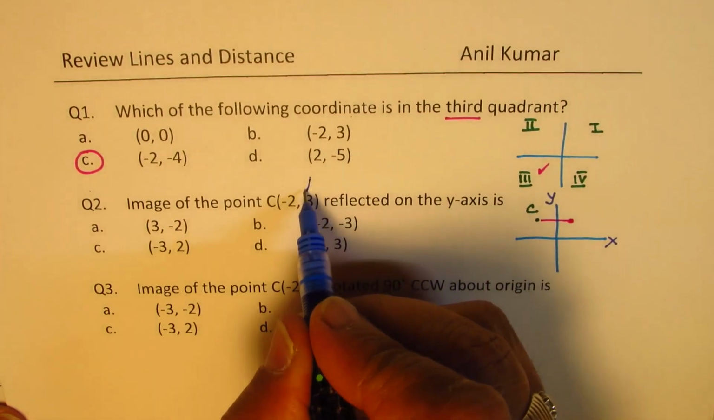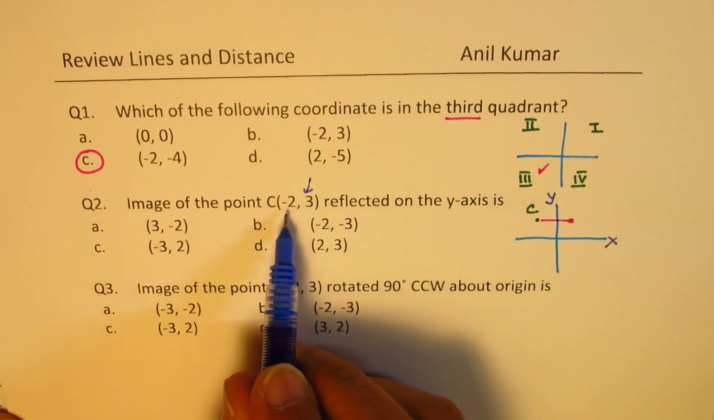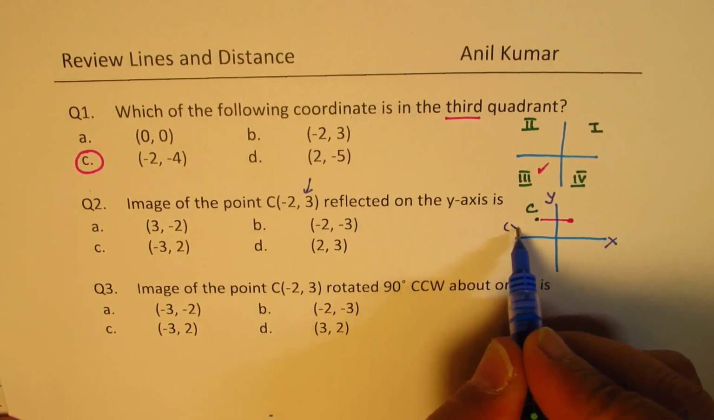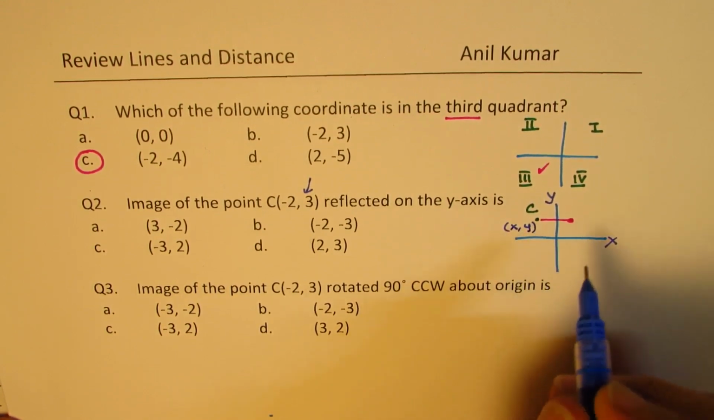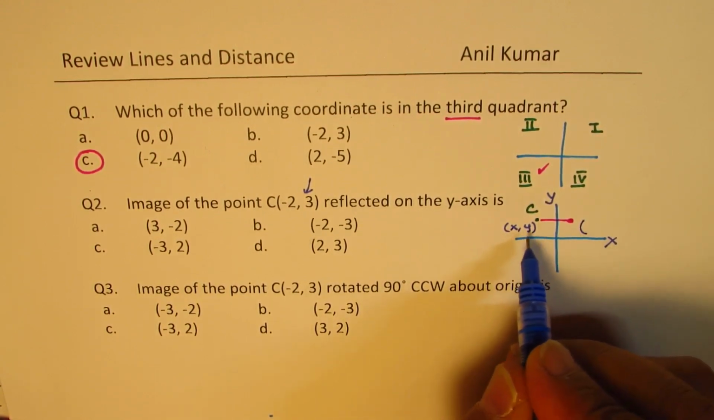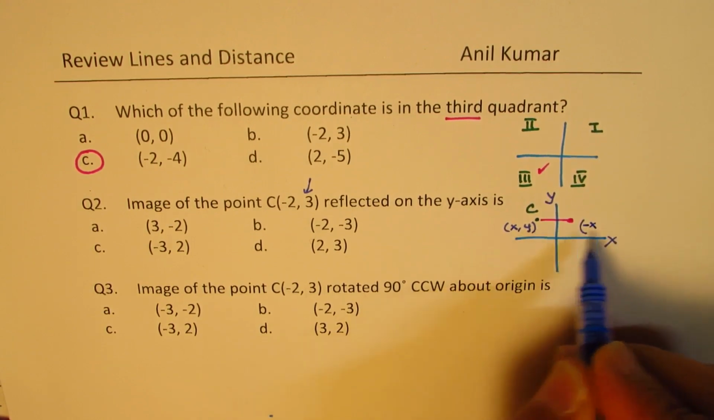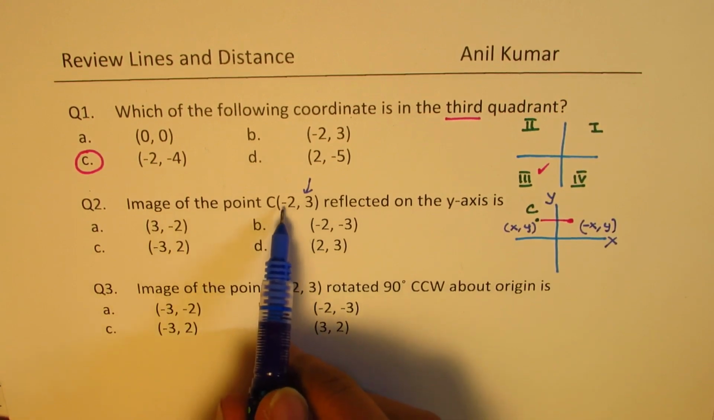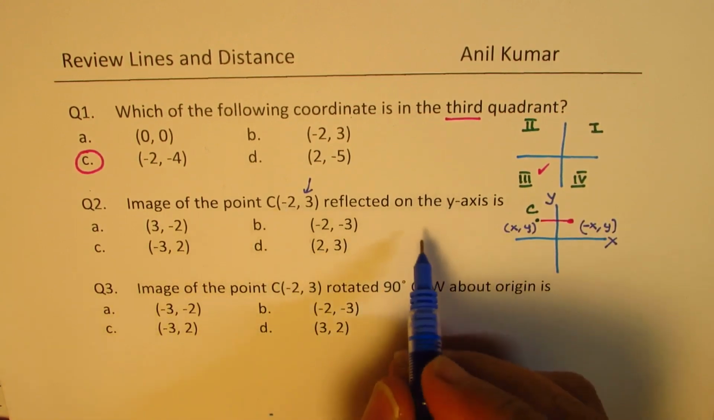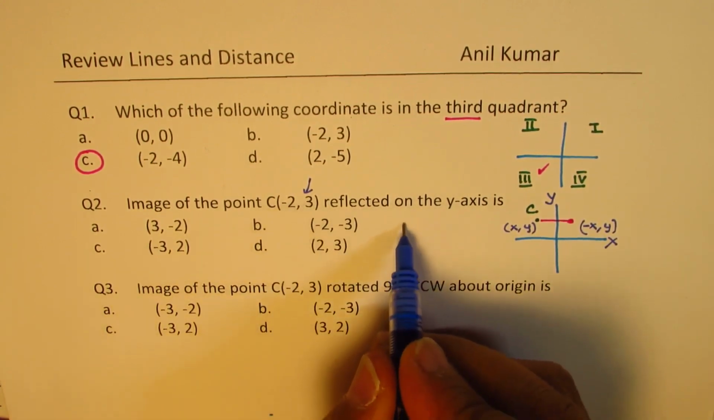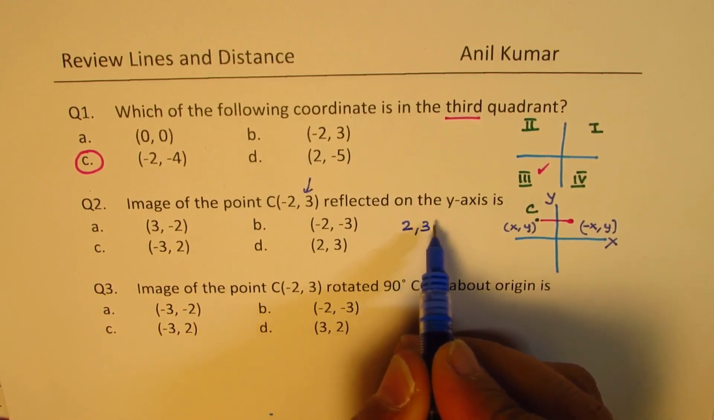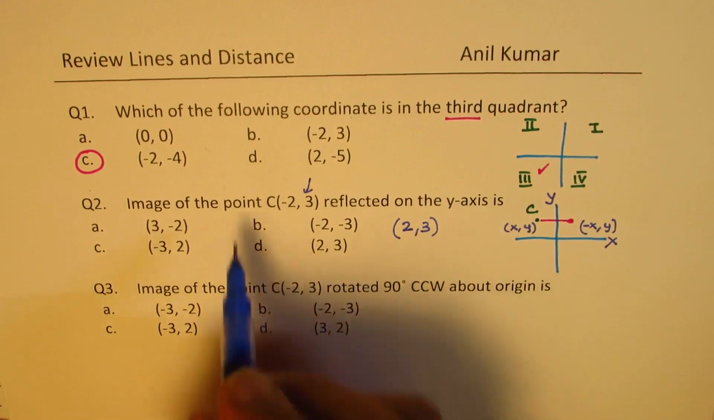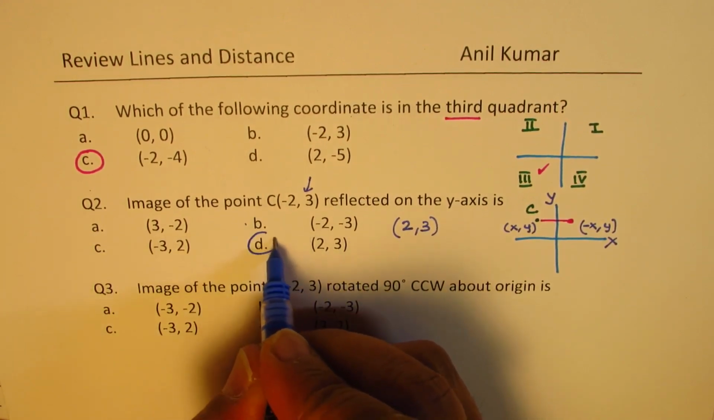So the y value remains same, but the x value will change the sign. So if we have a point here which is x, y, it will become minus of the x value, and y value will remain same. So this sign will change, right? So we'll have a point minus 2 will become plus 2, but the y value will remain same, which is 3. So the answer is 2, 3, which is option D for us.